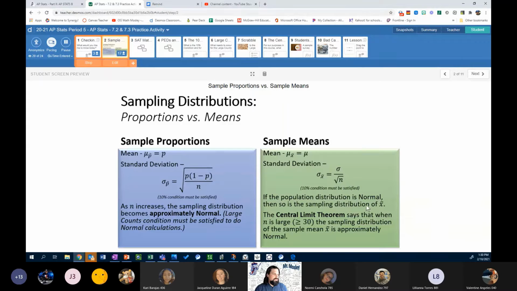If the population distribution is normal, then so is the sampling distribution of the sample means, x bar. The central limit theorem says that when n is large, greater than or equal to 30, that's our cutoff point, the sampling distribution of the sample mean, x bar, is approximately normal. So we have our conditions and formulas and rules for sample proportions and sample means. We need these. Please feel free to refer back to these or look at your notes.